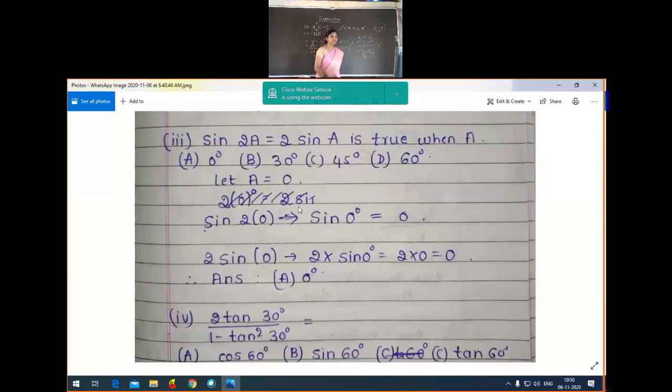Simple questions we are getting now. Yeah. So in the third question, what we have actually is: sin 2a is equal to 2 sin a is true when a is equal to dash. Here they have given one expression. Sin 2a is equal to 2 sin a. When it is possible, actually they have given that it is a true statement. Sin 2a is equal to 2 sin a for one specific angle a.